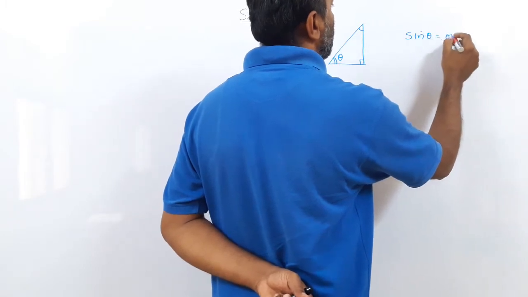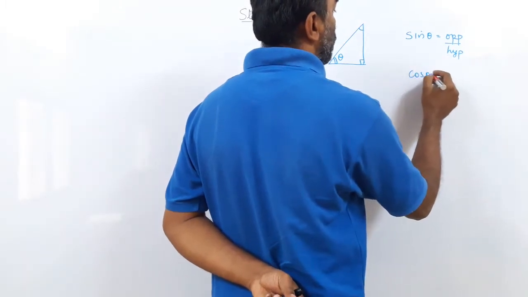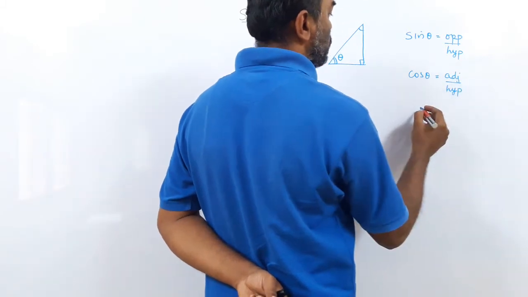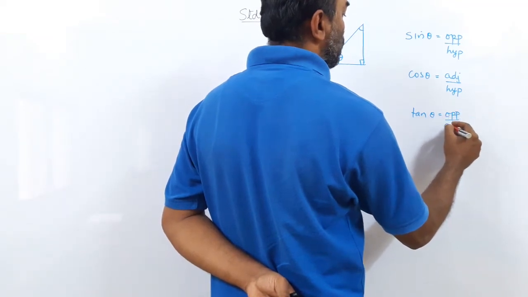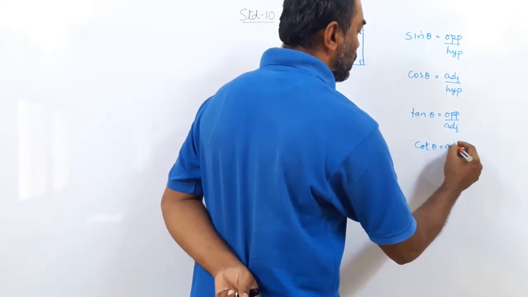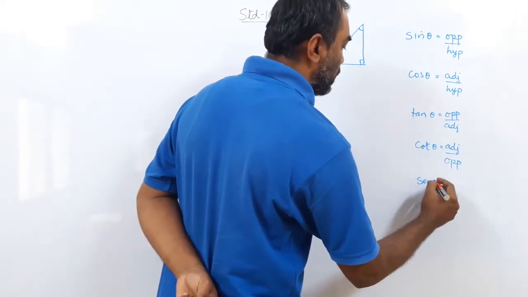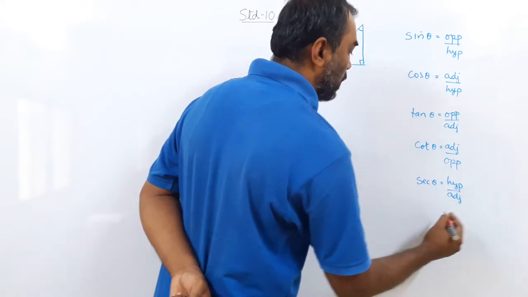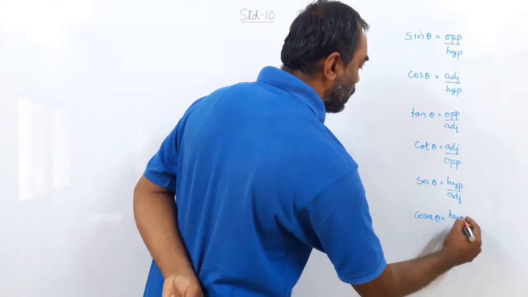Sin theta is opposite upon hypotenuse. Cos of the angle is the ratio of adjacent side to hypotenuse. Tan of the angle is the ratio of the opposite to the adjacent. Cot of the angle is the ratio of adjacent to the opposite. Sec of the angle is the ratio of hypotenuse to adjacent. And cosec of the angle is the ratio of hypotenuse to opposite.